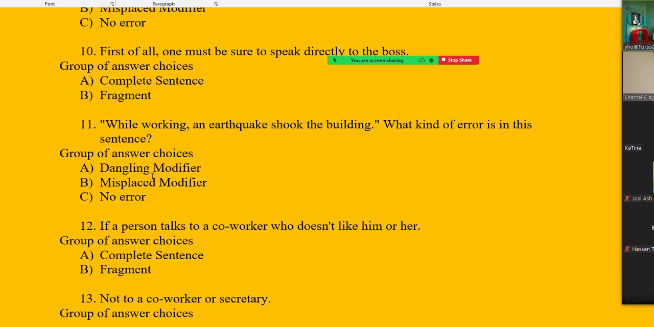While working, an earthquake shook the building. What kind of error is in this sentence? A or B? We know it's not C. B. No. A. A. While working. While I was working. A. So does the earthquake have a job and grow legs? Yeah. Okay. Yeah, so that's a dangling modifier.